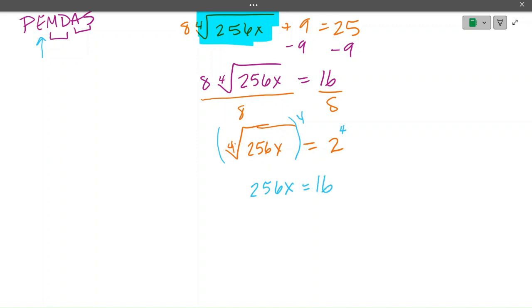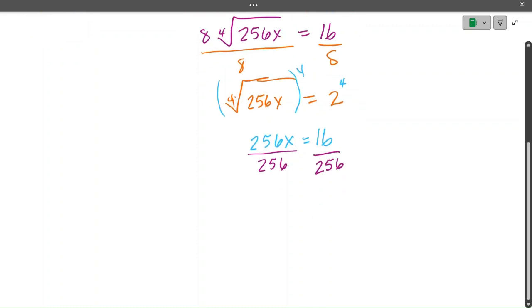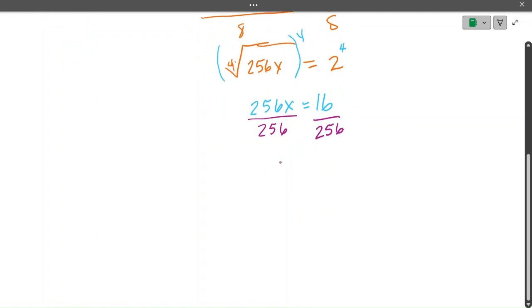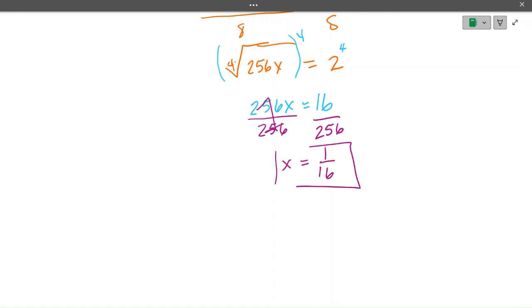Now I'm starting PEMDAS over again, and I notice that my only operation here is multiplication. So to get rid of that 256 on this side, I'm dividing by 256 on both sides. When I do that, this makes a 1. I end up with x equals 1 over 16. If you put that into your calculator, that's what you get.